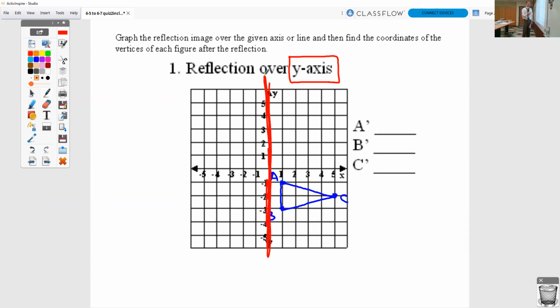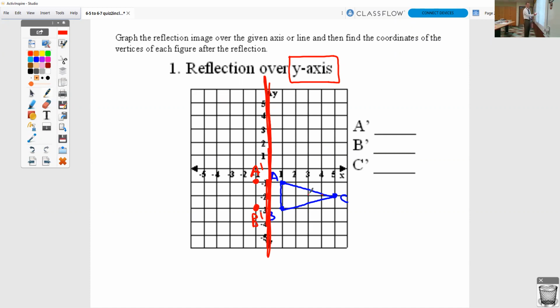Remember, what you're doing is counting how many places to that line and then counting the same number of places away from the line. So starting at A is one place to the line. So we have to count one place away from the line. This is our new A prime. B is one place to the line, one place away from the line. So this is B prime.